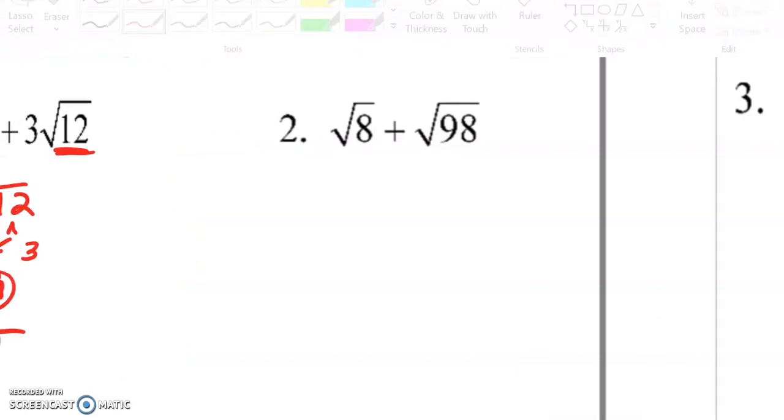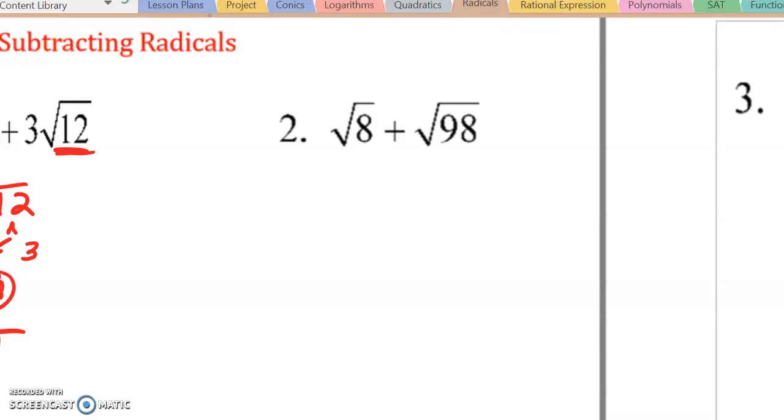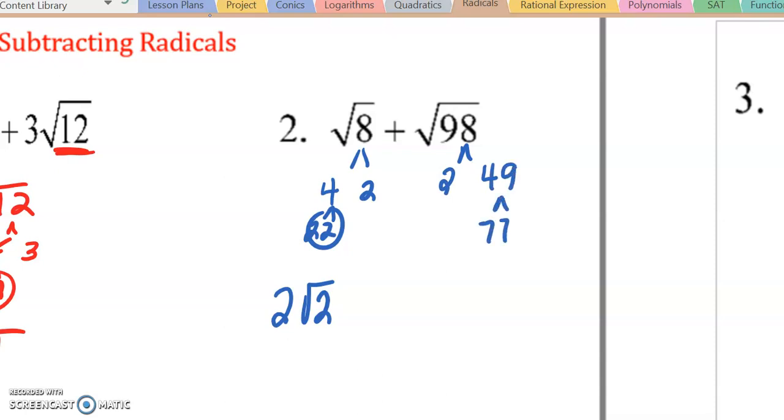If I go to problem 2, I see that radical 8 and radical 98 cannot be added, remember, it's not radical 106. You cannot add them together. But what I can do is see if 8 can break down: 4 and 2, 2 and 2. So I get 2 square root of 2. And 98, I'm going to break down to 2 and 49, and I get 7 and 7. That's a pair. So now I'm left with 7 on the outside and a 2 on the inside. Now I have 2 root 2 and 7 root 2.